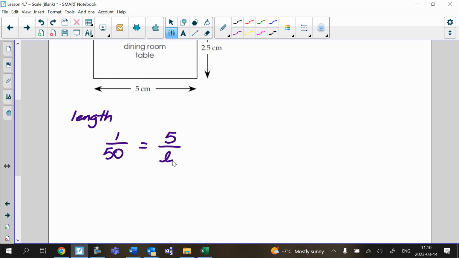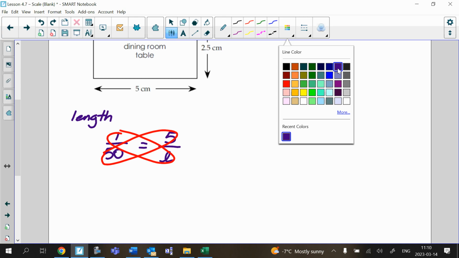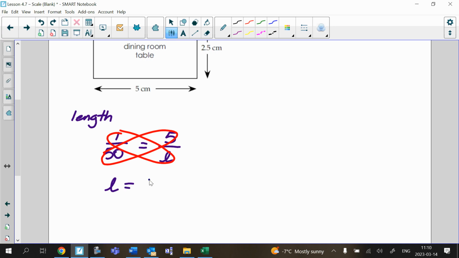How do we solve equations like this when you've got a single fraction on either side? It's very easy. Cross multiply to get rid of the fractions. So if I cross multiply these, I get 1 times L, which is L, is equal to 50 times 5, which is equal to 250 centimeters. So that's the actual length of the table.